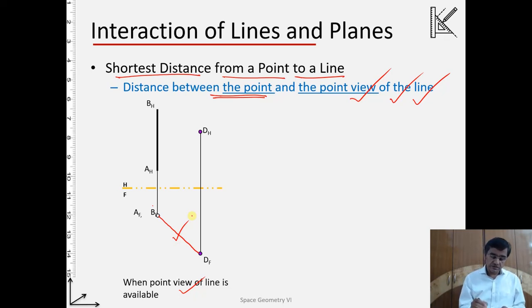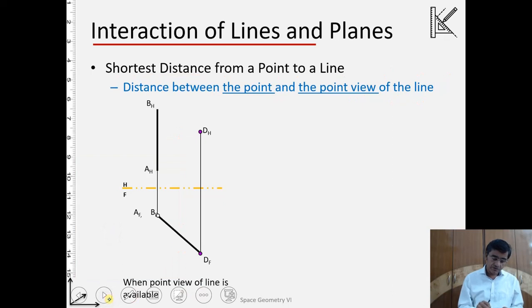Because this is the true length, what will be the projection on the horizontal? So the projection on the horizontal will be this, which will be parallel to the frontal plane. Alright, so using this, I can determine the foot of the perpendicular on line AB, and also I can determine the distance between the point and the line. Let us do that.